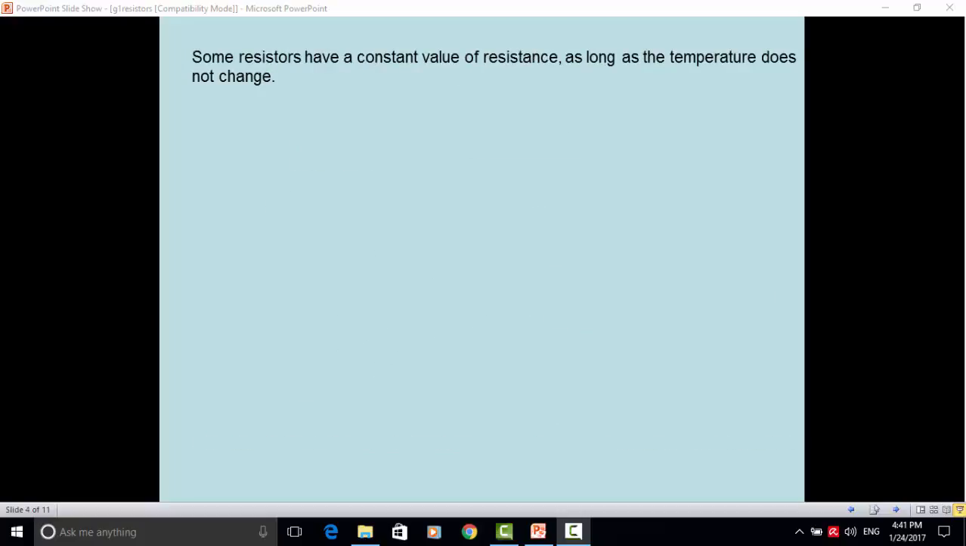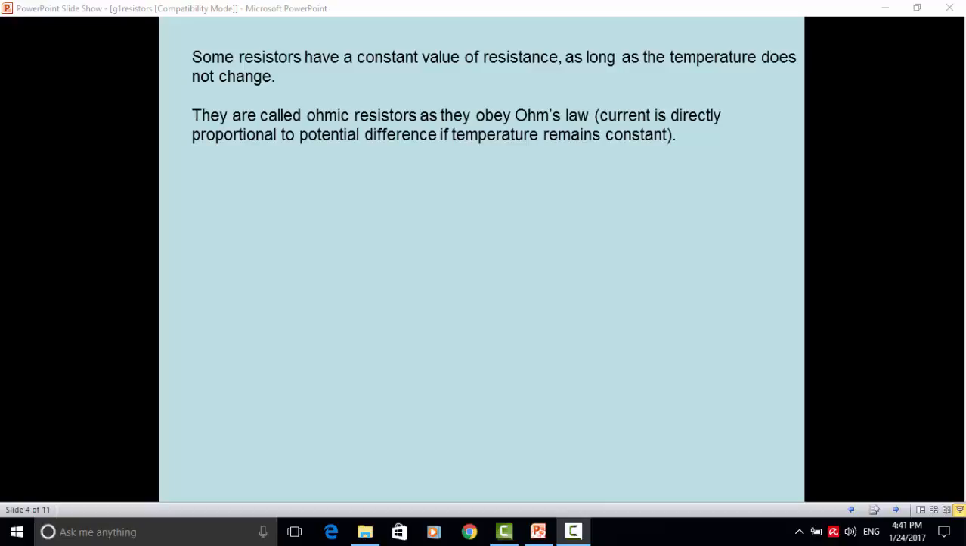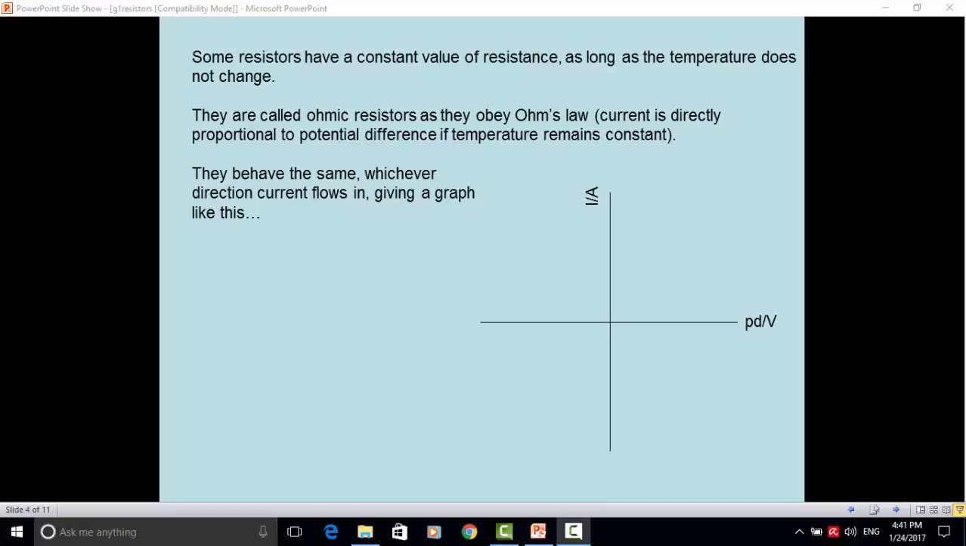Some resistors have a constant value of resistance, as long as the temperature doesn't change. They're called ohmic resistors as they obey Ohm's law, which states that current is directly proportional to potential difference if temperature remains constant. They behave the same whichever direction current flows in, giving a graph like this. This would be a larger resistance with a lower gradient, and a smaller resistance with a steeper gradient.